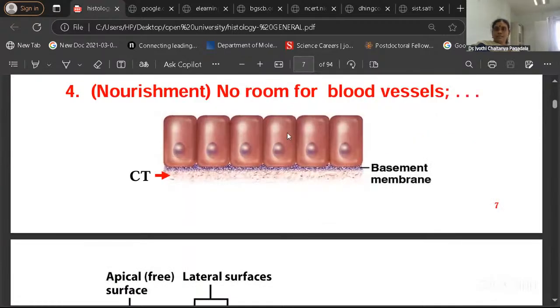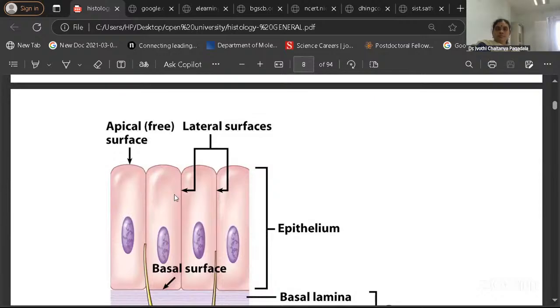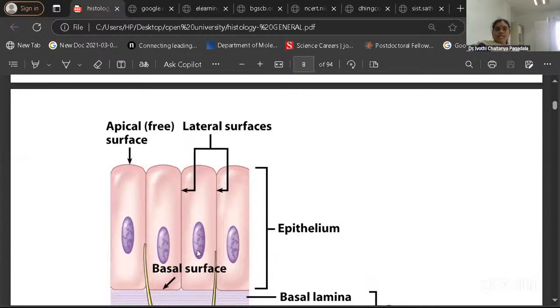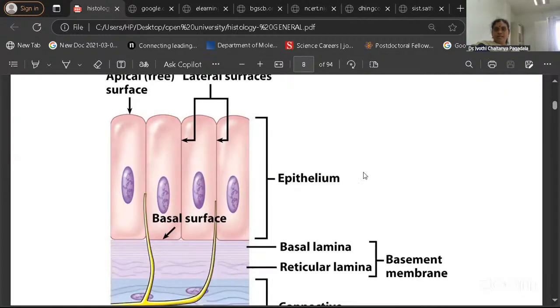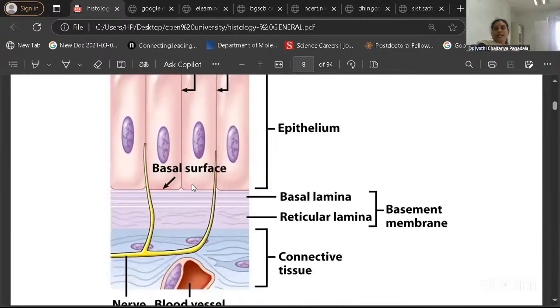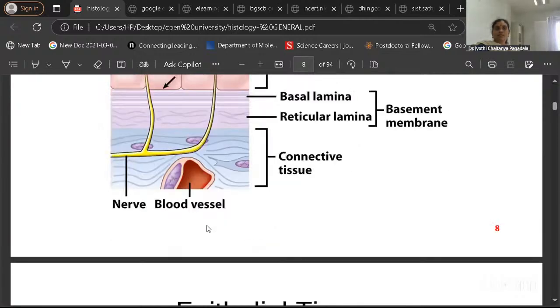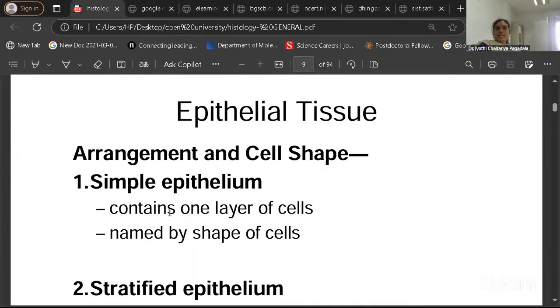Here you can see the structure. Here you can see the presence of the basal surface, apical surface, and lateral surfaces; the apical surface, lateral surface and basal surface combined are called epithelium. The basement membrane contains the basal lamina and the reticular lamina. And here you can see the presence of connective tissue.